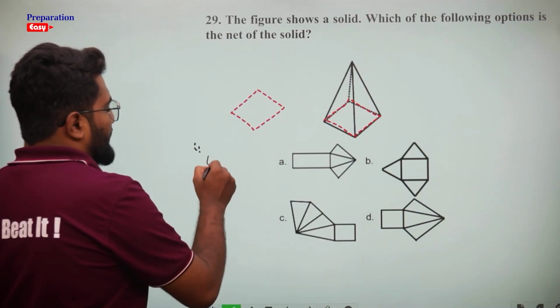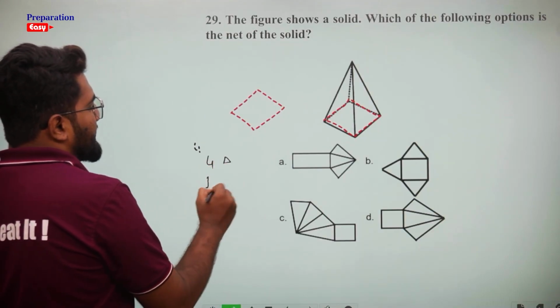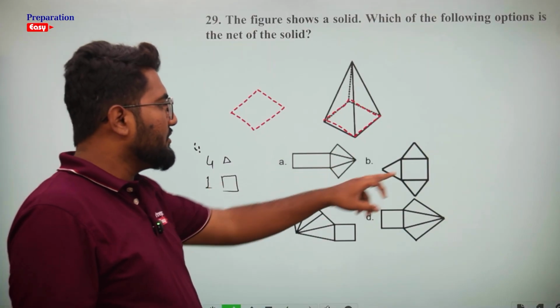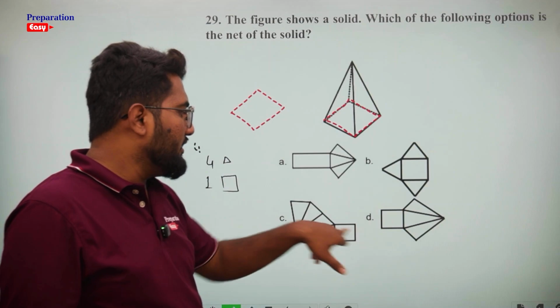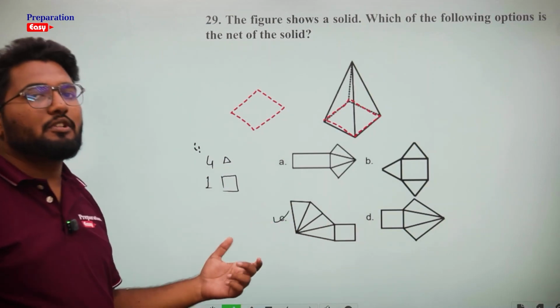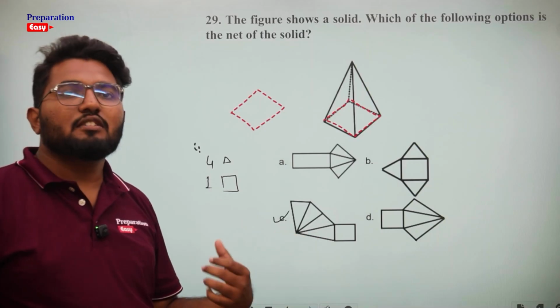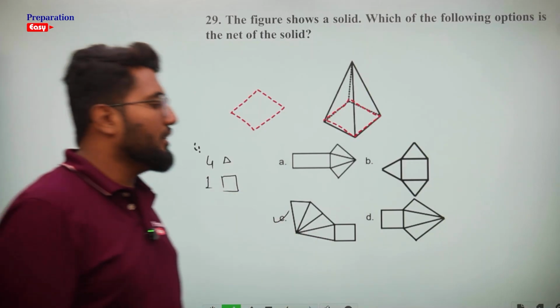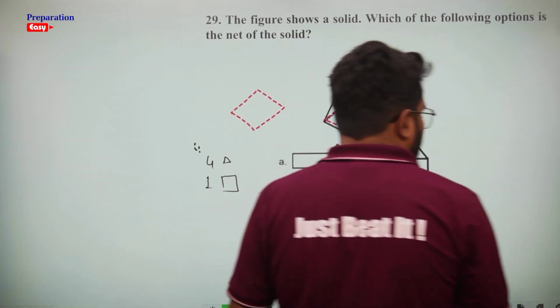Okay, 4 triangles and 1 square. We have to find such a figure. Here 3 triangles are there. Here also 3. Here 3. So only option C has 4 triangles. So our correct answer will be option C. 4 triangles and 1 square. On each side of the square there is a triangle. Okay, let's move towards the next question.